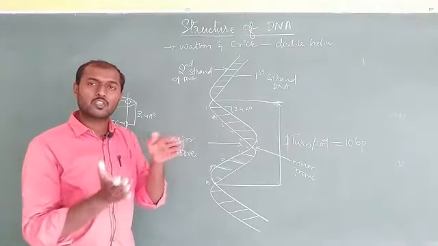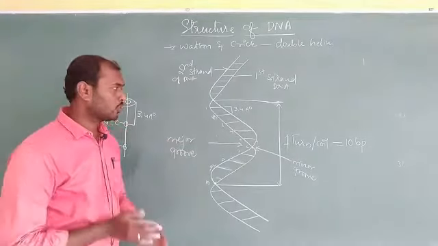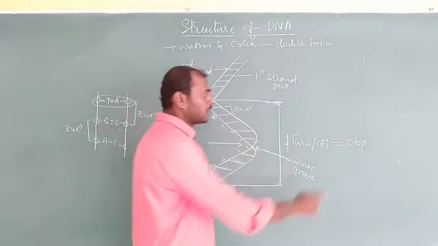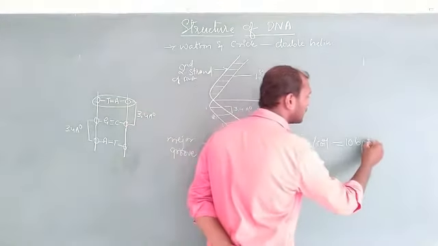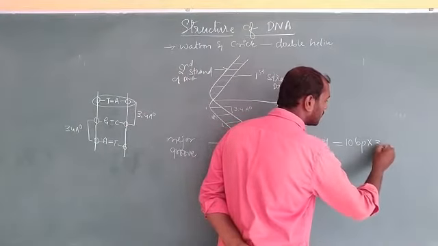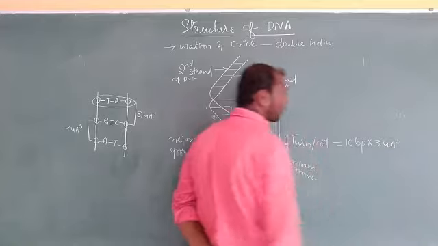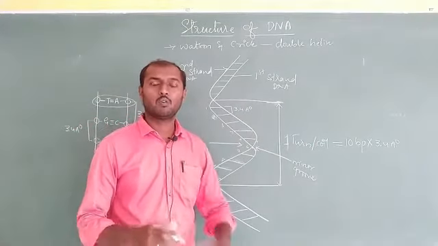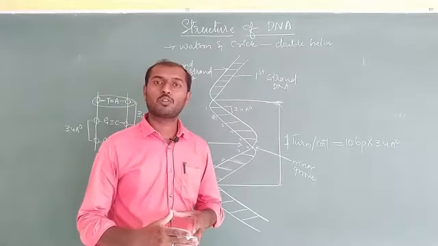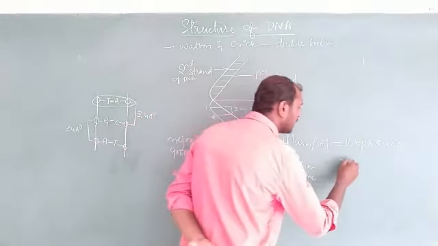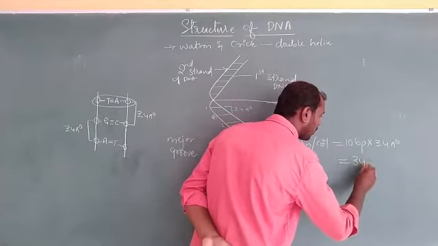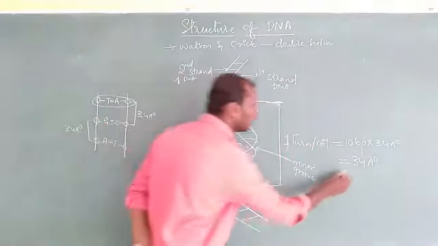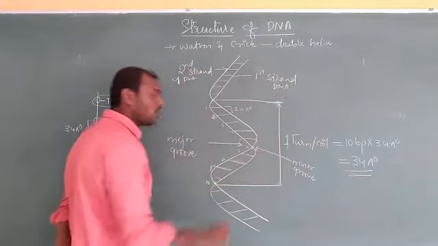angstrom unit. So the total length of one turn then becomes 10 base pairs into 3.4 angstrom. Okay, so how many base pairs we have? 10 base pairs, and what is the distance between each base pair? 3.4 angstrom. Then it is going to produce a length of 34 angstrom. So what is the length of a single turn? That is 34 angstrom unit.